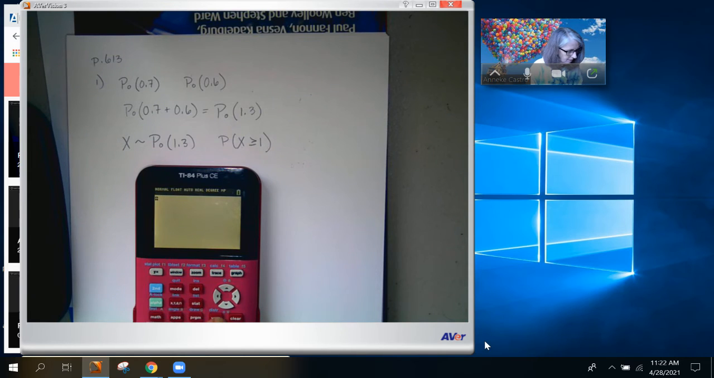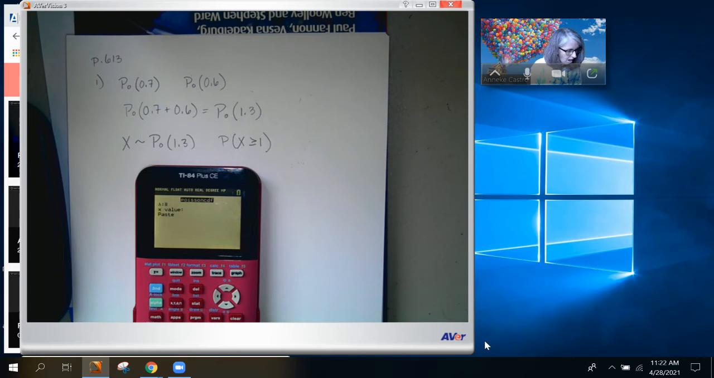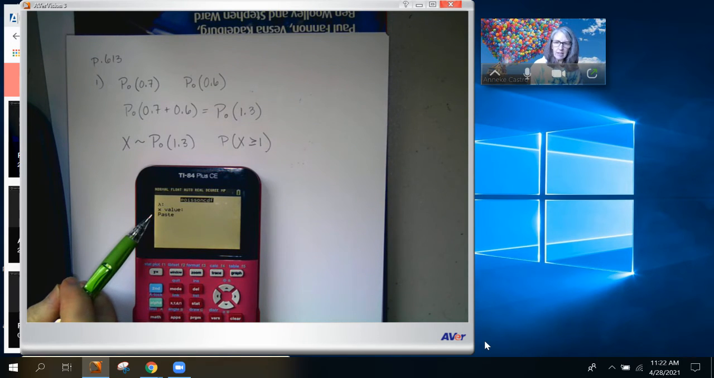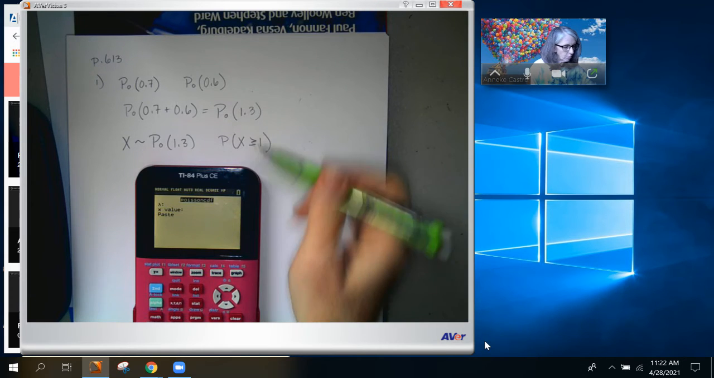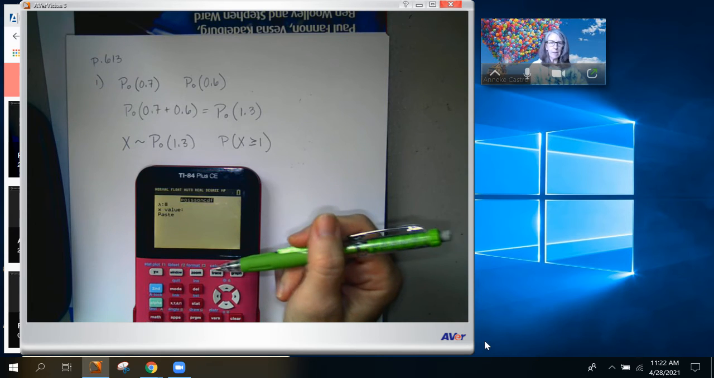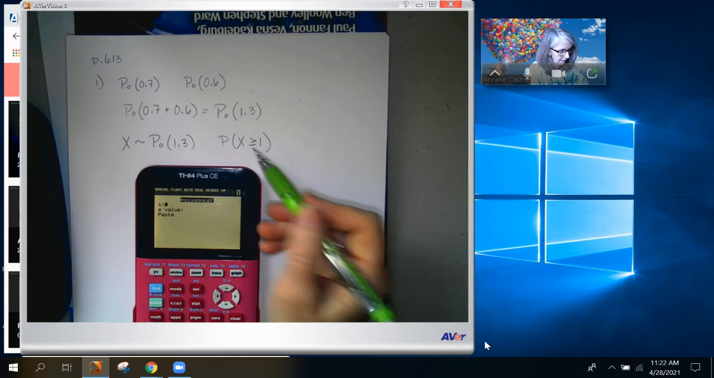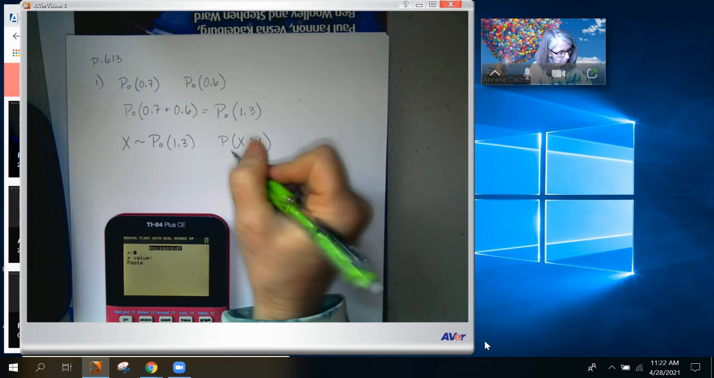So I'm going to go second, distribute, and I want the Poisson, and I want CDF because I want cumulative, because I have an inequality. Notice it doesn't give me the maximum and minimum thing. I'm pretty sure that's only for the normal distribution. So I'm going to have to rewrite this, because when it doesn't give me the upper and lower limit, that automatically means the default is that it's going to give me a less than. So I'm going to rewrite this.